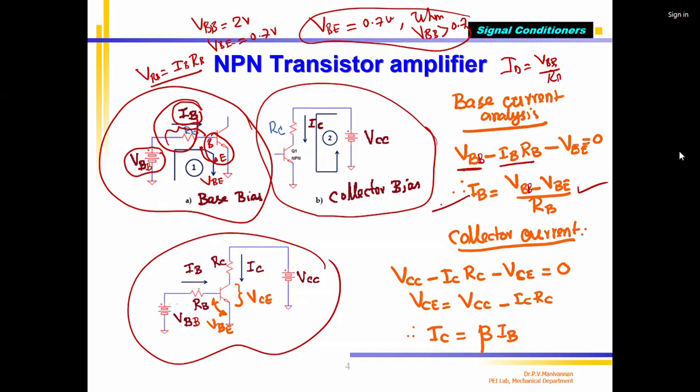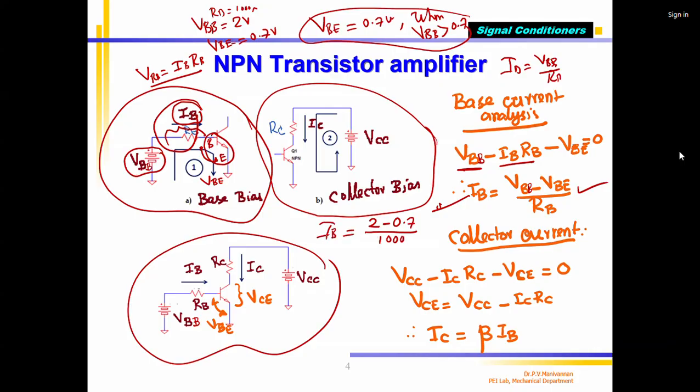Use this formula. My IB equal to 2 minus 0.7 divided by RB. RB already I told you, my RB equal to 1000. Then what will happen? Automatically divided by 1000 equal to IB.